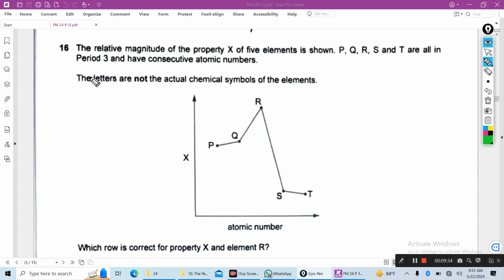Now 16, the relative magnitude of the property X of 5 elements is shown. P, Q, R, S and T are all in period 3 and have consecutive atomic numbers. The letters are not the actual chemical symbols of the element. This X is increasing and then decreasing. This is the atomic number. So atomic number increases.